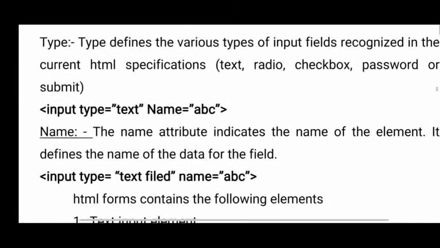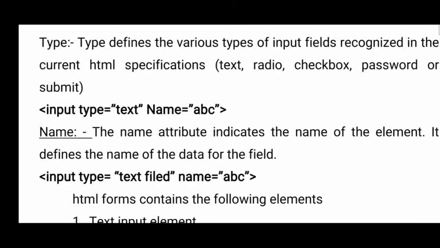The type attribute defines various types of input. For example, if you are uploading a file, that is a file input. If you are uploading an image, the input is an image. And if you are entering only the name, the input type is text. Like that, in a form we have different types of input, so you need to give that information, what type of input the user is giving.